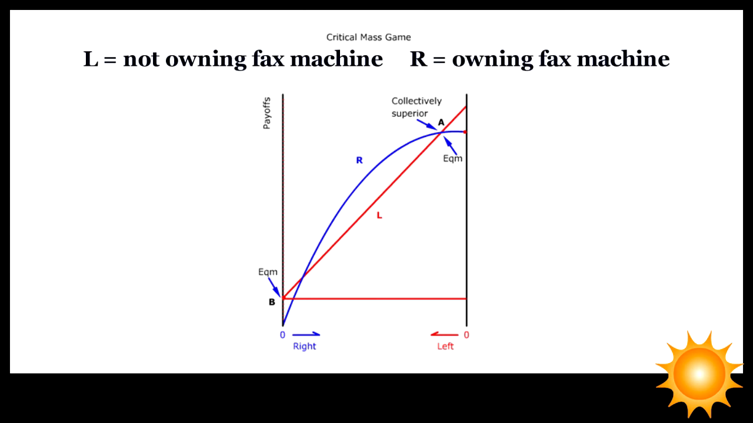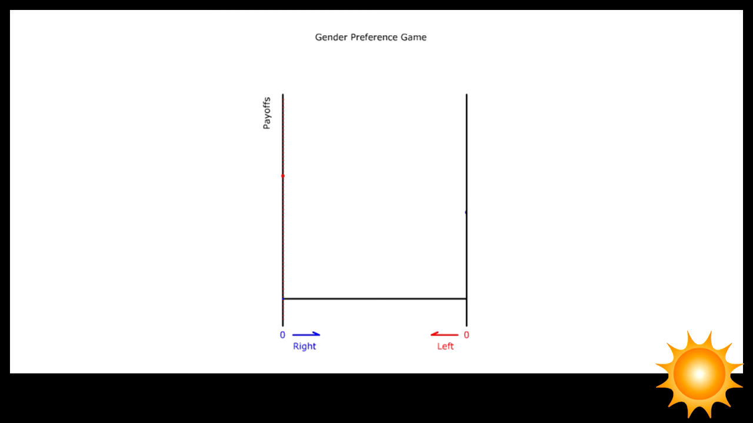When few people own fax machines, their usefulness is limited. As more and more people own fax machines, they become very useful, and it pays to own one too. But when most people have fax machines, some people can free ride on those who own the machines. In the case of birth gender distribution, the objective payoff is higher when the gender ratio is about half and half, regardless of one's preference for boys or girls.